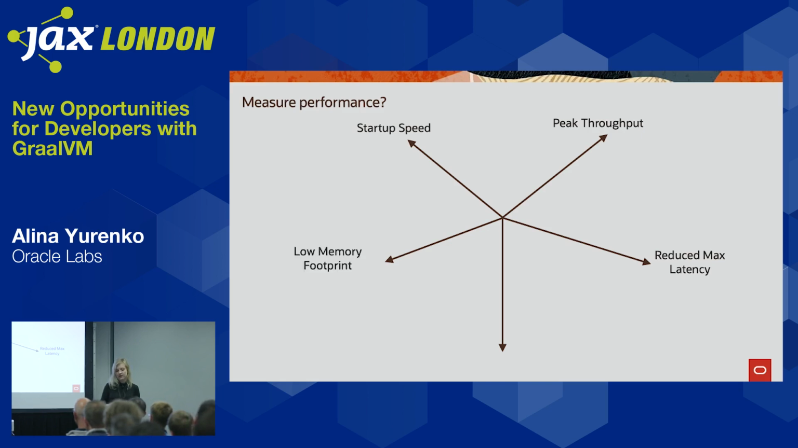And one more can be memory footprint. For example, if you are dealing with cloud environments and you are being charged for the memory that your application uses, being able to cut that resource usage would mean that you can save some money or, for example, do more with what you currently have.